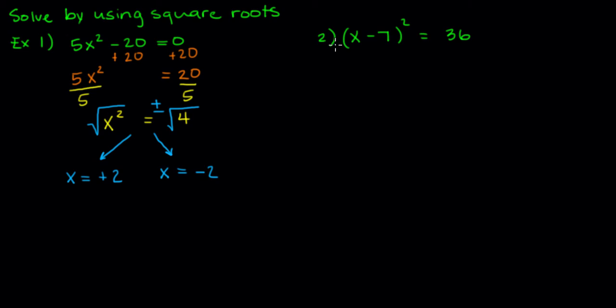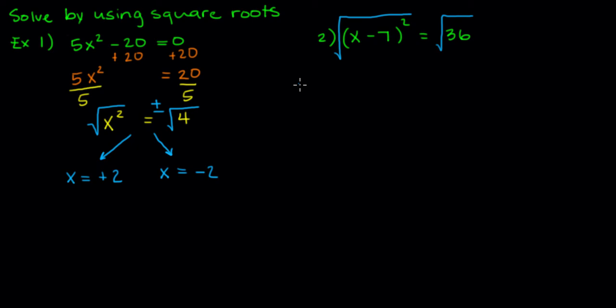Problem number 2, very similar idea here, except the square component is already by itself. There's not a whole lot we have to do. This thing right here is what we want by itself because that's the square component. So now that it's by itself, all we need to do is get rid of it. In the last problem, when we wanted to get rid of the square, we used the square root. So I'm going to do the same thing here. I'm going to take the square root of the left side and take the square root of the right side.